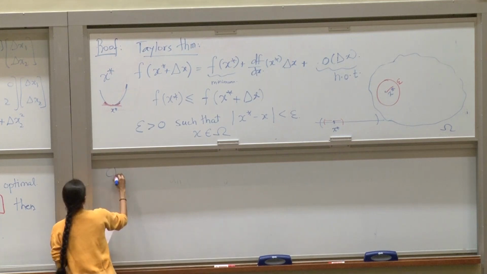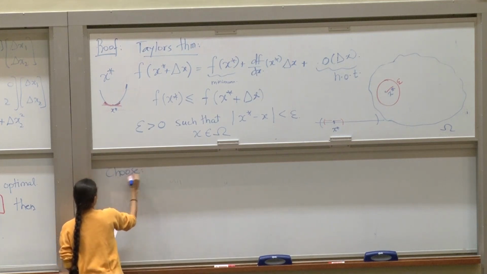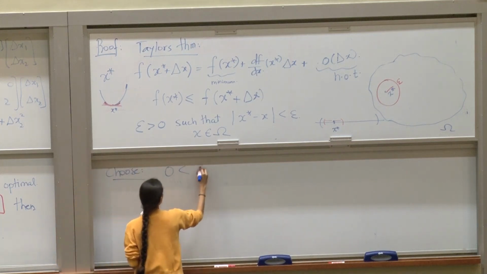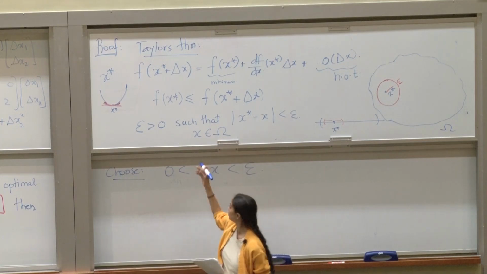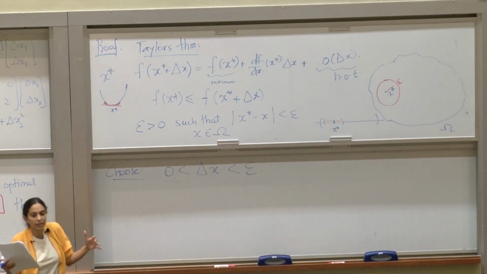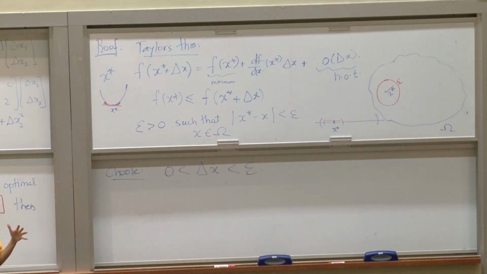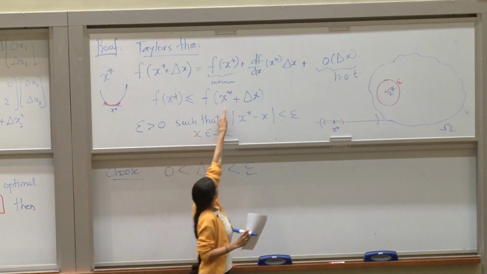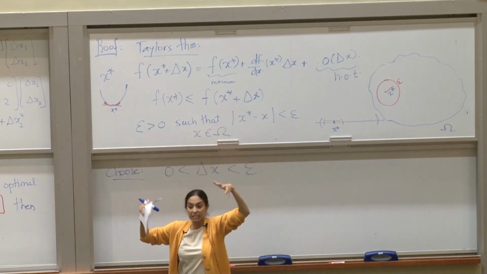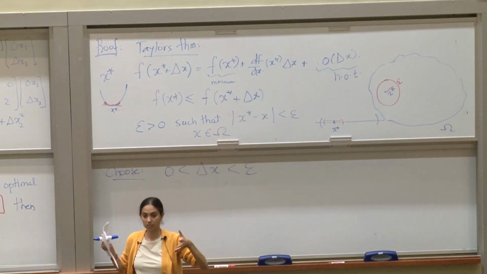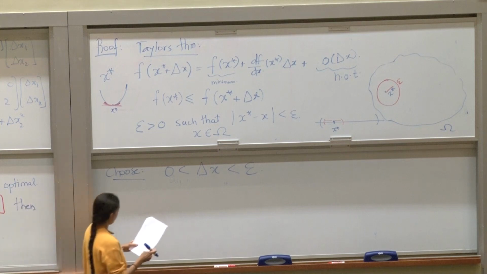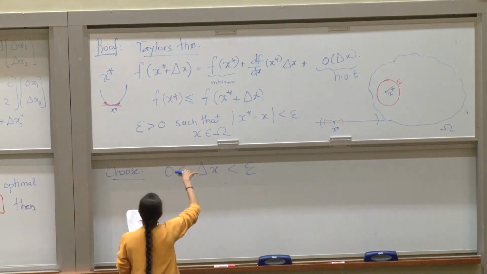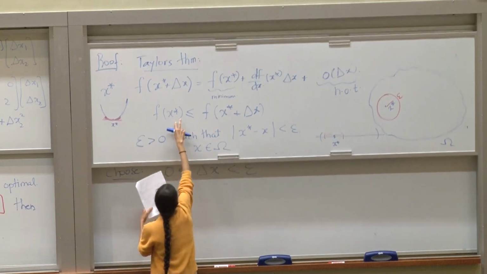So now I'm going to choose delta x to be smaller than epsilon. I'm going to make sure that my delta x is small enough that, whenever I'm perturbed by delta x, this guy is always going to remain inside my set, right? I'm going to choose delta x small enough. And then I'm going to use basically this substitution, okay?